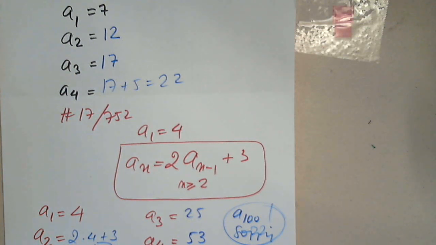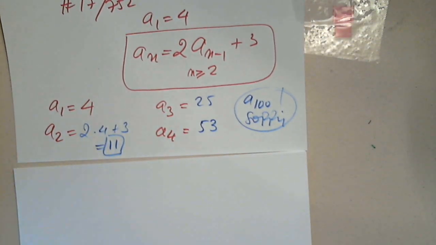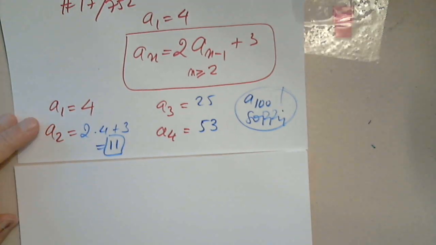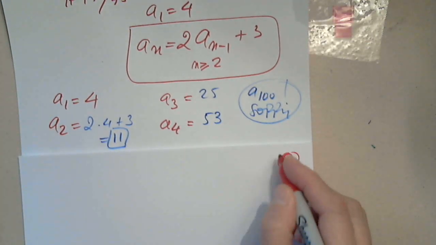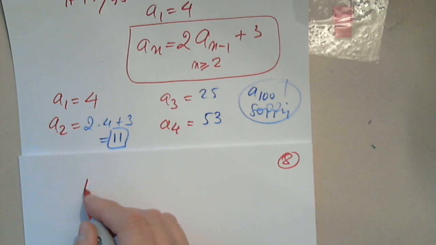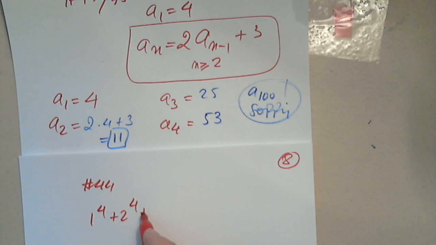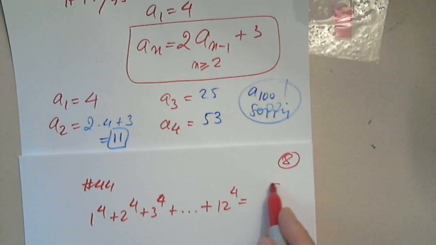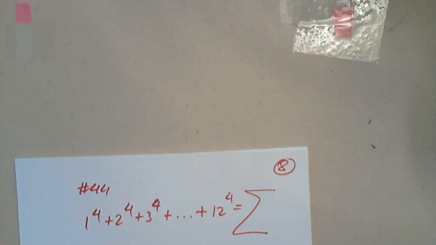One last type of problem, and there is nothing else from this course. We're finished. Is to find the summation notation. So we are given, let's say 44. 1 to the 4th, 2 to the 4th, 3 to the 4th, plus dot, dot, dot, exactly 3 dots, 12 to the 4th. And they want us to come up with the condensed sigma notation.